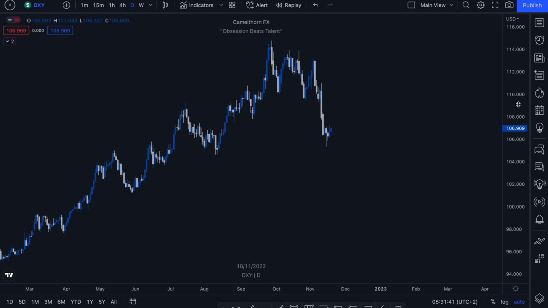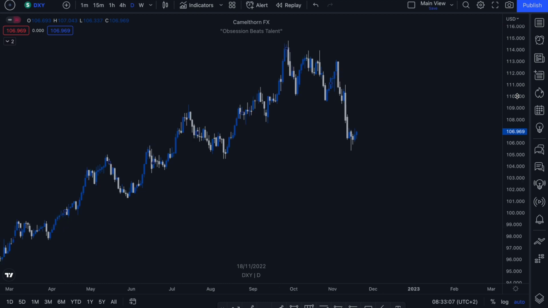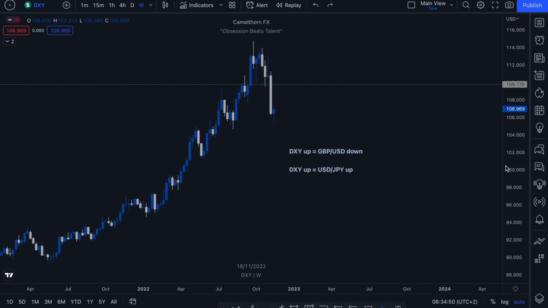Now, if you're not aware, the DXY can be a little bit of a cheat code in helping you find just a bit more correlation in the overall trade ideas that you may develop. Now, what exactly do I mean by this? Let me give you guys a very quick, simplified explanation.